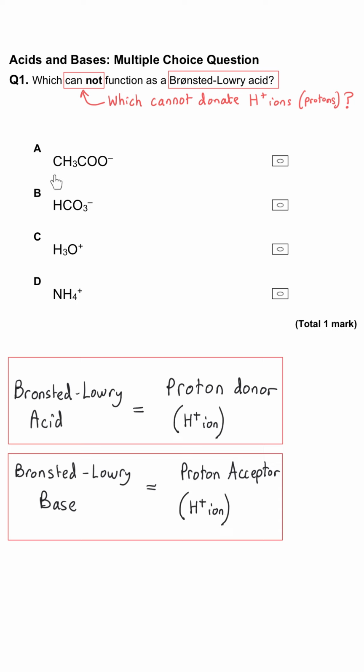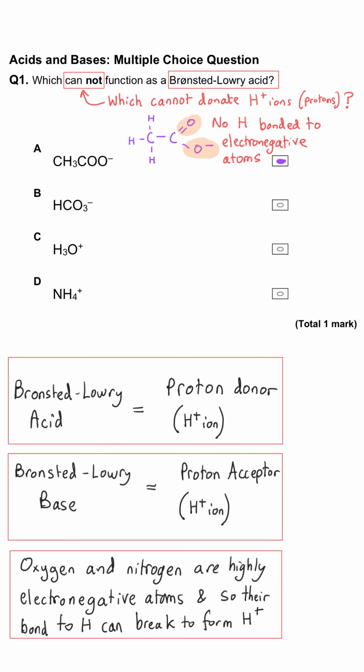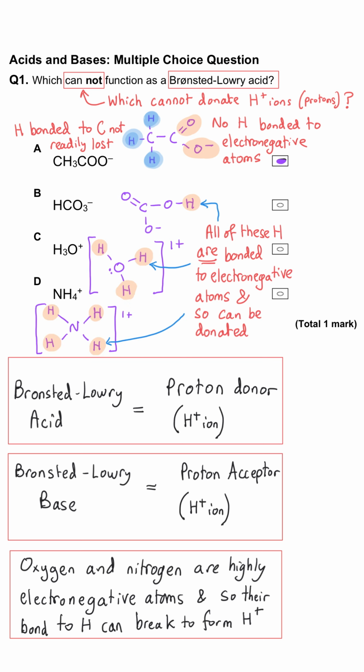Well, the first one is the ethanoate ion. And this is in fact the correct answer because the ethanoate ion does not have any hydrogen ions that it could donate. Hydrogen atoms connected to carbon atoms cannot readily be lost, so it is not able to act as a Bronsted-Lowry acid. Whereas each of the next three, they have a hydrogen ion that could be removed in the presence of a Bronsted-Lowry base, and so all three of them could act like a Bronsted-Lowry acid, and so A is correct.